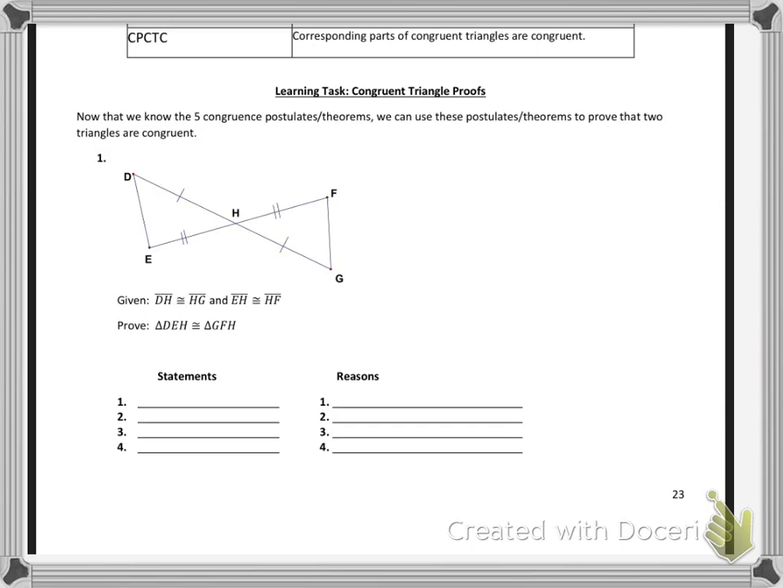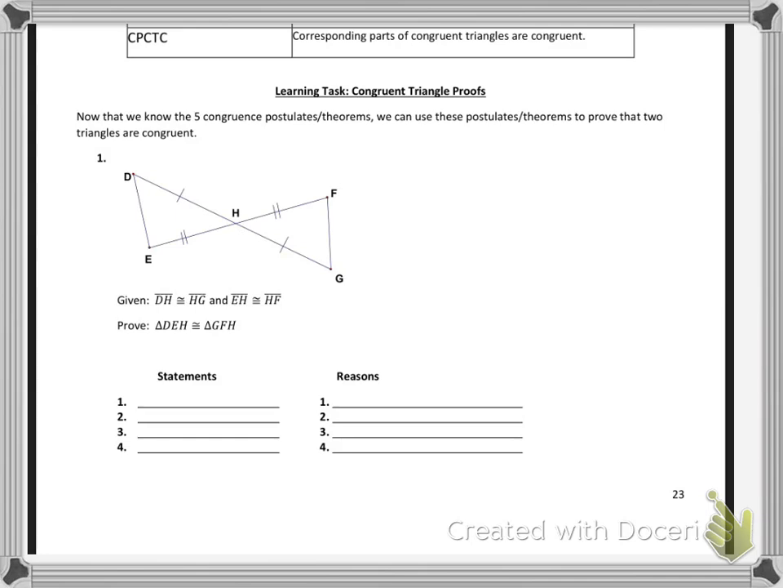So we're going to combine what we've learned about geometric proofs with what we've learned about triangle congruence, and we're going to take some specific triangles and prove that they're congruent. I'm going to do 3 examples in this video. The first one, you see here from page 23 in your notes, we always start off with the given information.